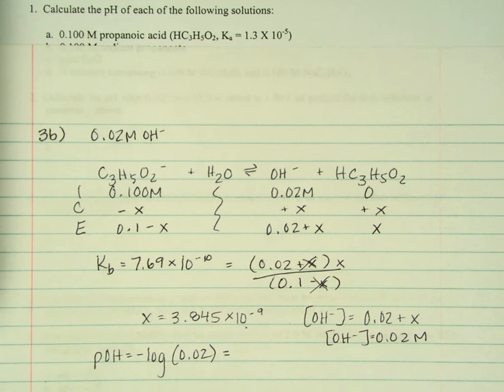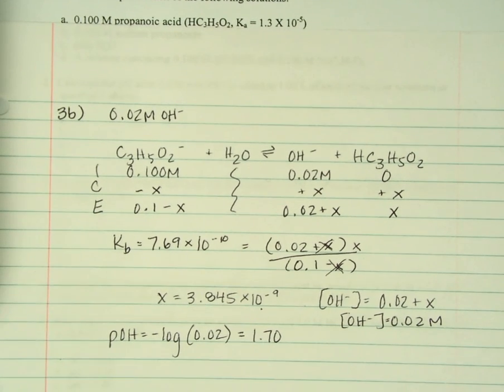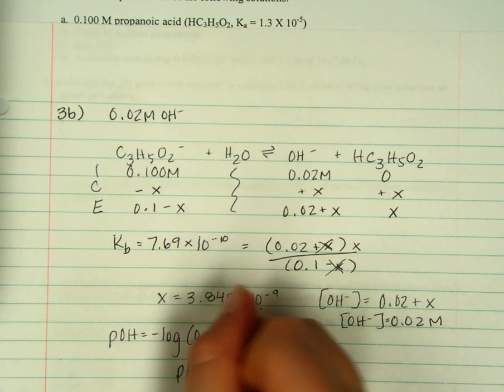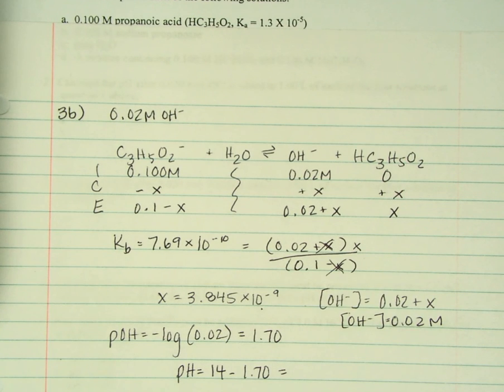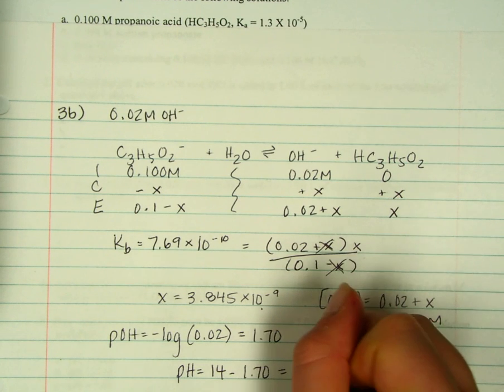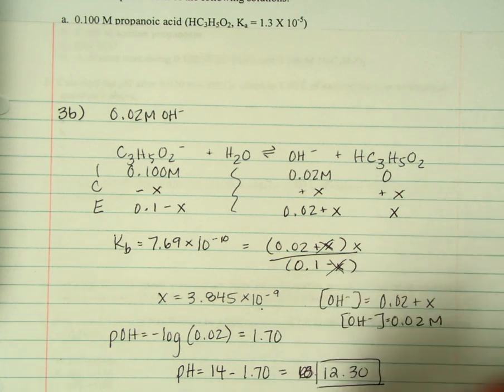So when I find the pOH, it's the negative log of 0.02, which equals 1.70. And because it's the pOH, I do need to find the pH, which is 14 minus 1.70. And I get 12.30. Whoops. As my pH.